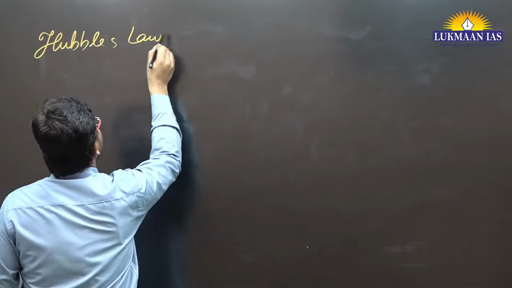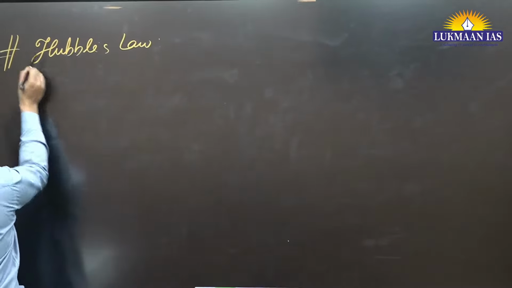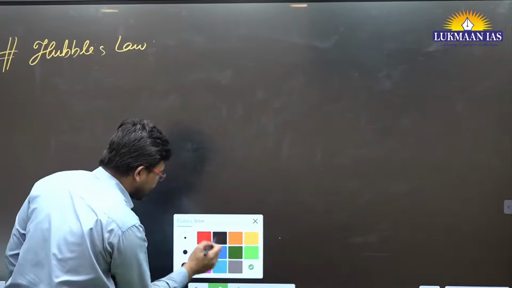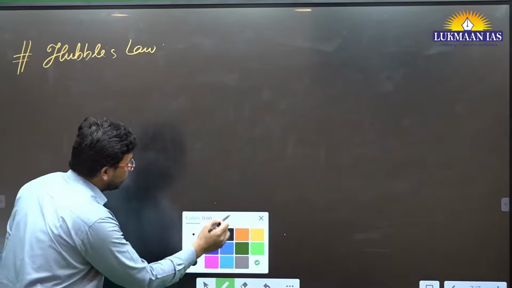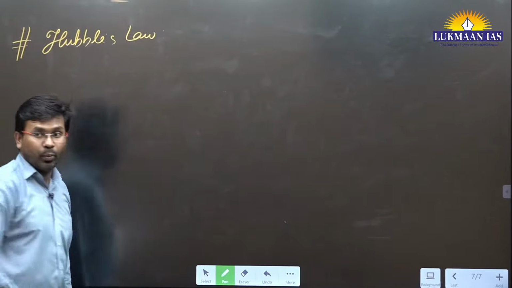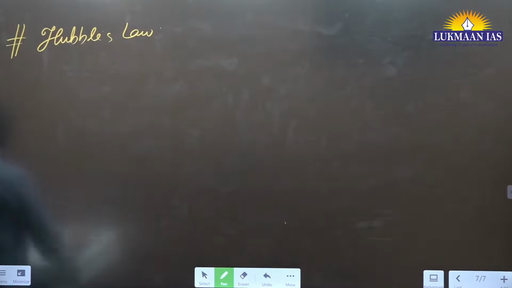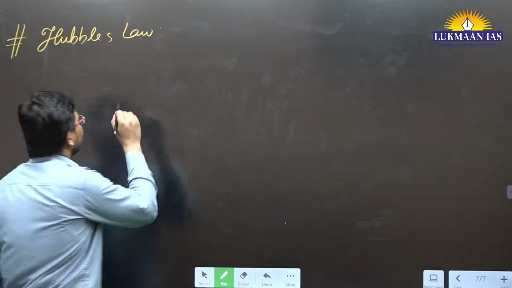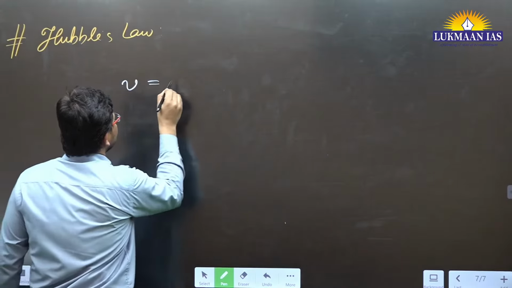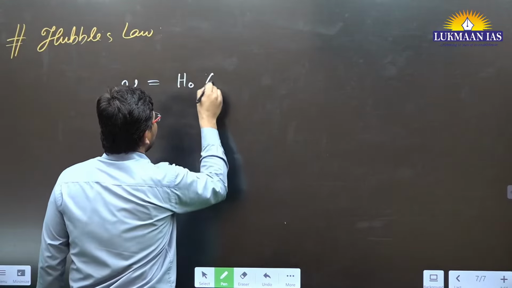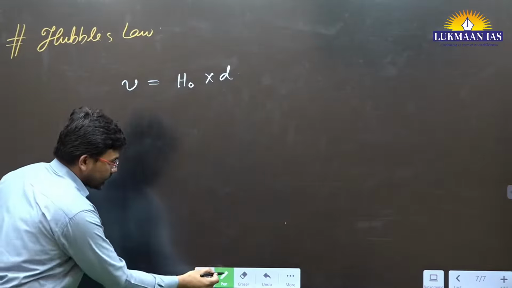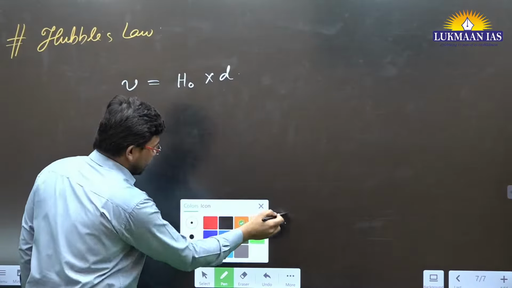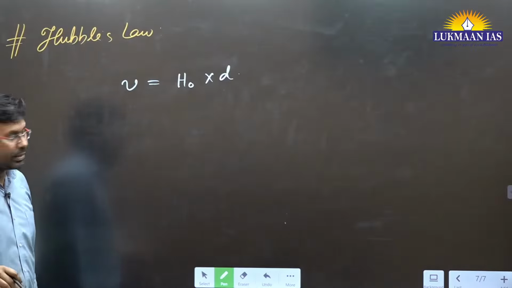Hubble's law. What has Hubble said? Hubble has given a simple equation, which is known as V equal to H naught into D. V is equal to H naught into D. So what is V, what is H naught, what is D? We are going to understand this.